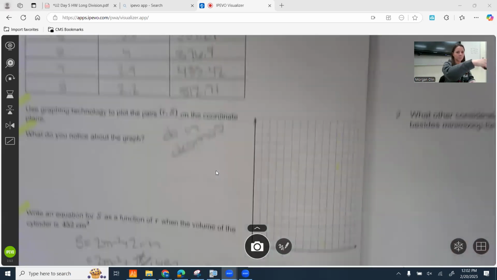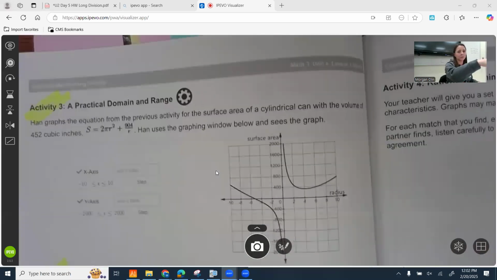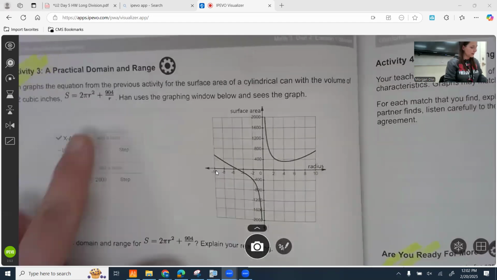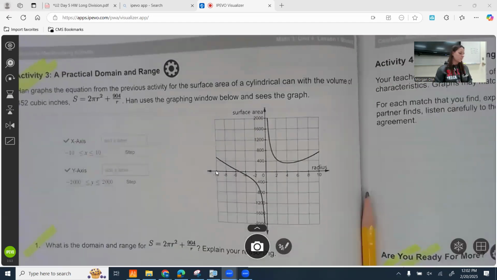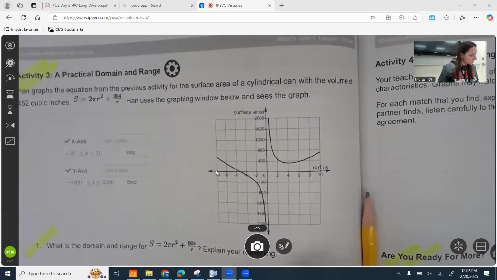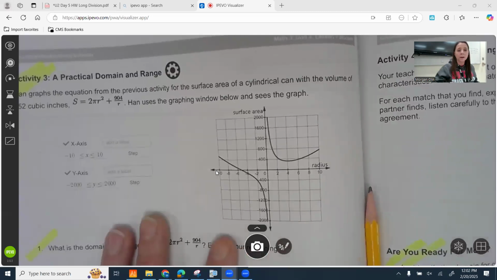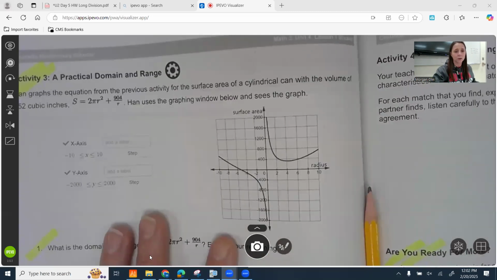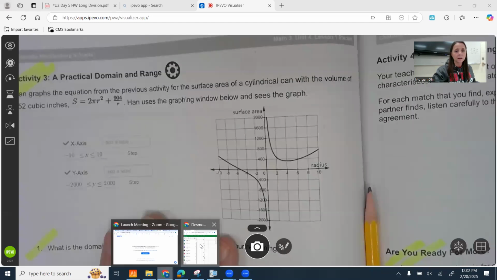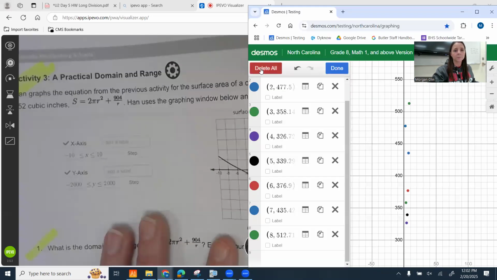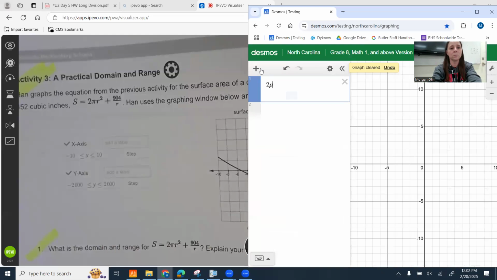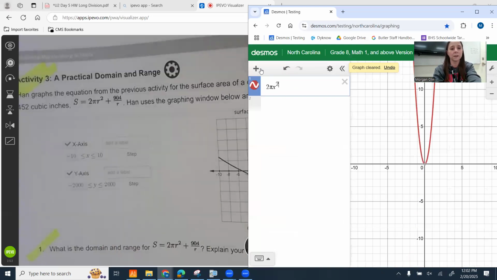Now, going back to activity 3. So that's how they got this formula right here. Han uses the graph window below and sees the graph. If you want to graph this in Desmos, you can. Watch how they graphed it. They put in 2 pi and then put in x squared plus 904 divided by x.